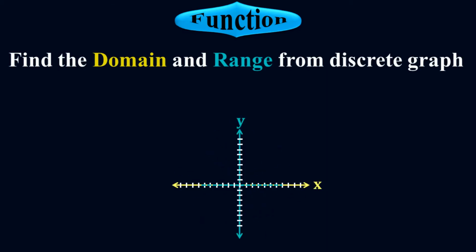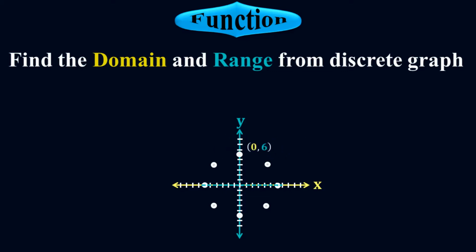If I have another function where its discrete graph is in a circle form, look, all the points are separated from each other. They are not continuous. There is discontinuity in this graph. It is called a discrete graph or a digital graph. So I'm going to find the domain and range from here.